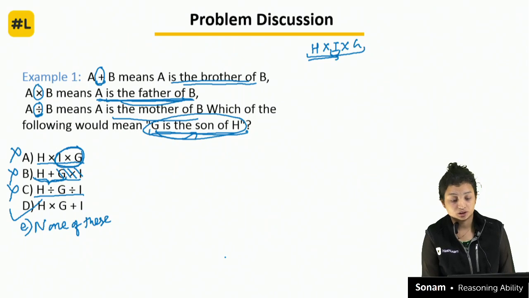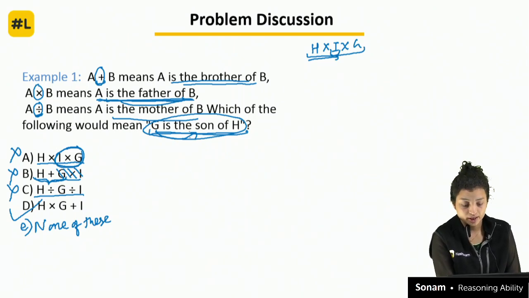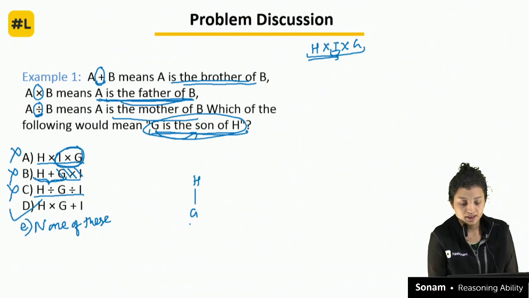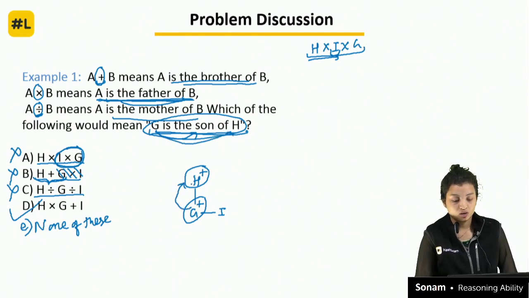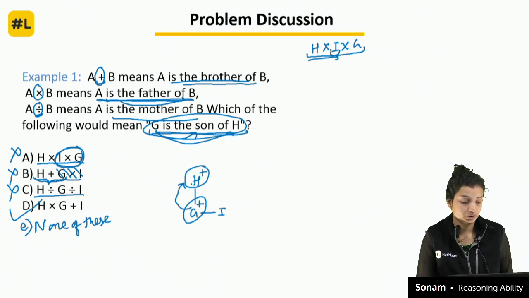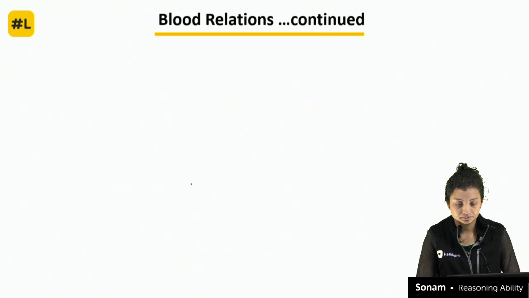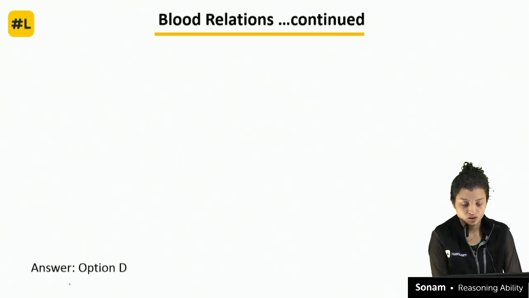H into G means H is father of G, and G plus I means G is brother of I. So this is also male, this is also male. So G is son of H. Yes, G is son of H. I can see it over here. Okay, so my answer is option D. Is it clear to everyone? So your answer is option D.